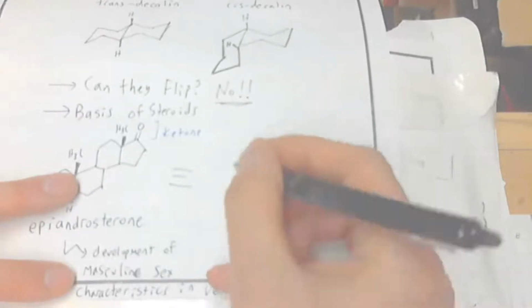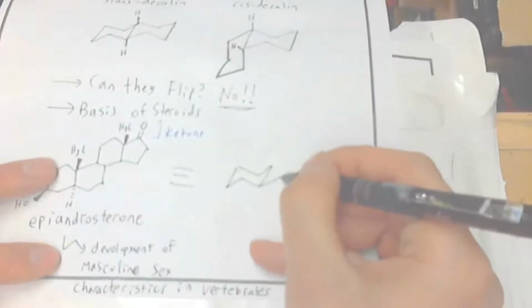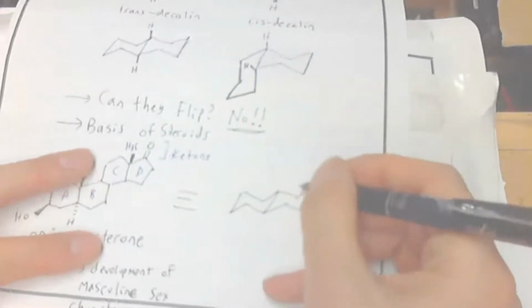All right, so start with our first cyclohexane on the left. Then we have a trans-linked one. Sometimes people call these the A, B, C, and D rings. So this is our A ring and our B ring. Then we have another one. It looks like that.